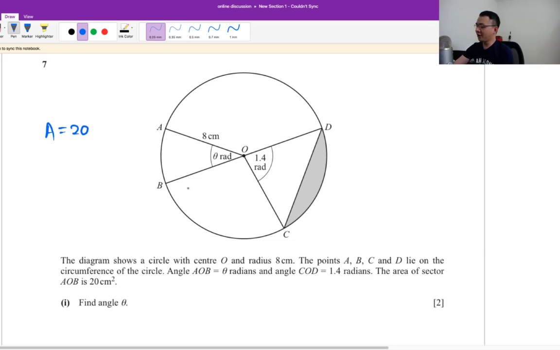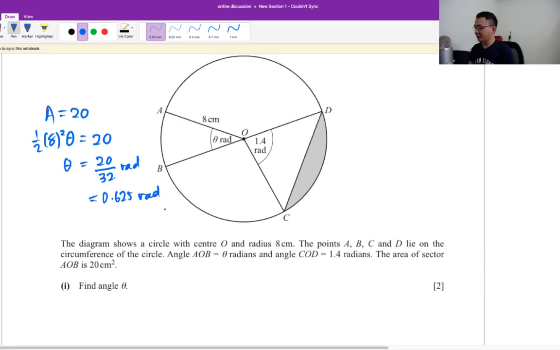So area of sector, the formula is half r square theta equals 20. So I will just solve this equation. I will get theta equals 20 divided by, 8 squared is 64, divided by 2 is 32, so 32 radian. Alright, and then you just type into your calculator, 20 divided by 32, you will get 0.625 radian. Alright, quite simple for this 2 mark.